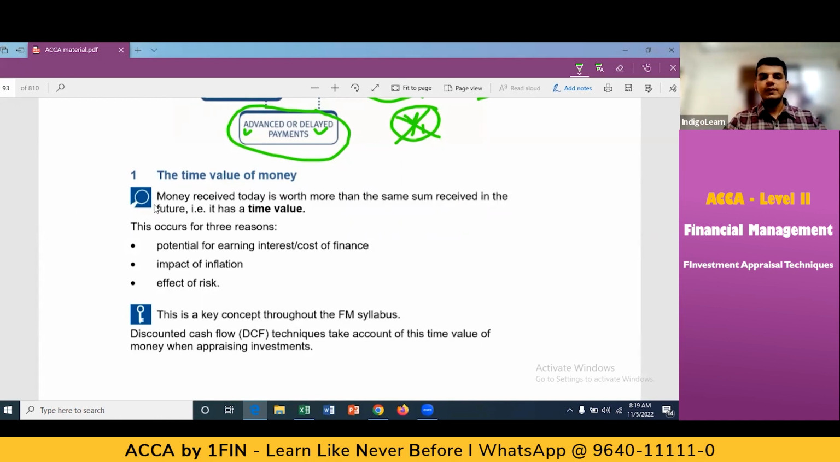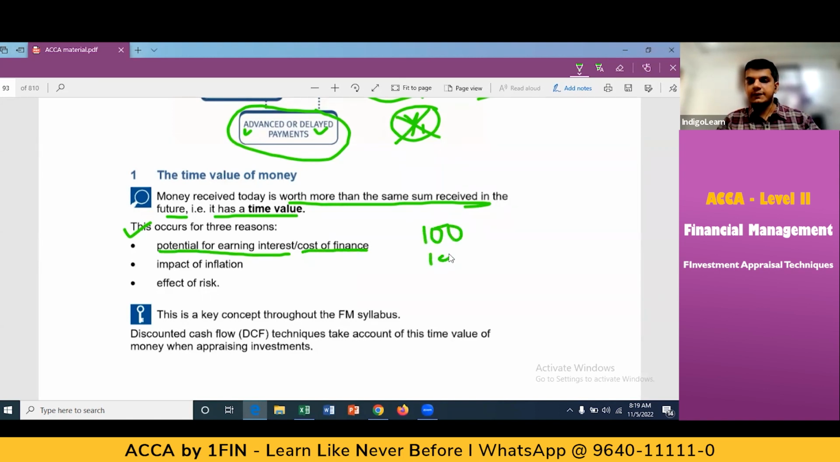Okay. So money received today is worth more than the sum received in the future. That is, it has a time value. This occurs basically because of three reasons. Potential for earning interest. Obviously, if I could invest it somewhere, I'll earn something. Similarly, if I have borrowed it to invest here, I will be losing the cost of finance. Suppose I have borrowed 100 rupees at 10% interest.